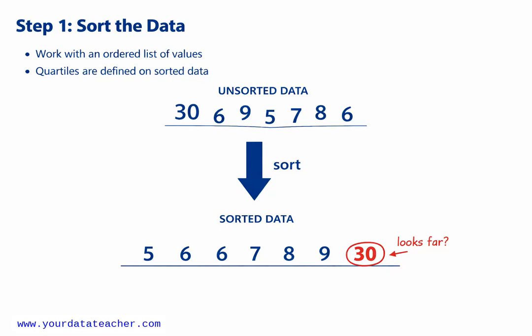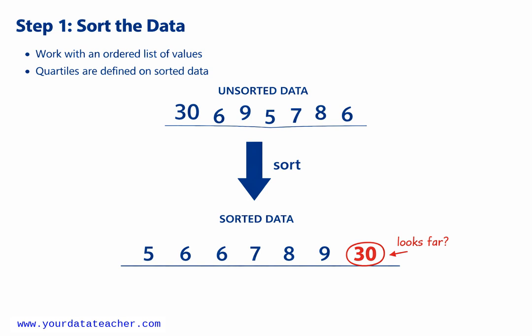Step 1 in the IQR method is very simple but absolutely essential. We must sort the data. On the top row, you see our small dataset in its original unsorted form: 30, 6, 9, 5, 7, 8, 6. The values are jumbled, and it's hard to immediately see how they relate to each other. The vertical arrow in the middle represents the sorting step. We now rearrange the exact same values from the smallest to the largest. On the bottom row, you see the sorted version: 5, 6, 6, 7, 8, 9, 30. Now the structure of the data is clear and each value has a precise position in the order.